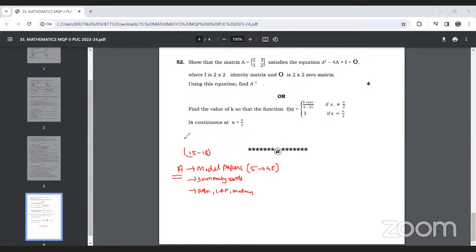And you can refer to the papers from 2015 to 23, all papers you can refer. Use all the 1-mark questions of part A, practice all the questions. Even if you do this, from 2015 to 23, you have 8 question papers with you.